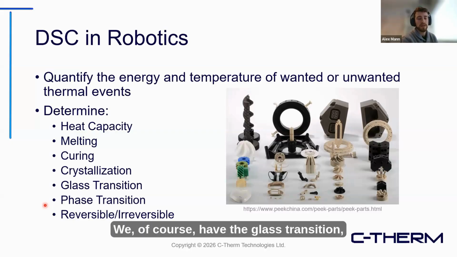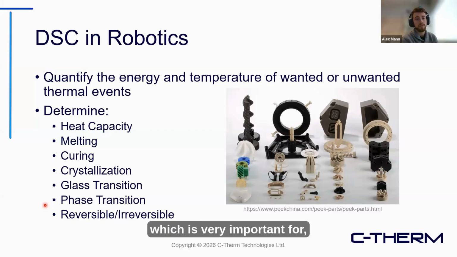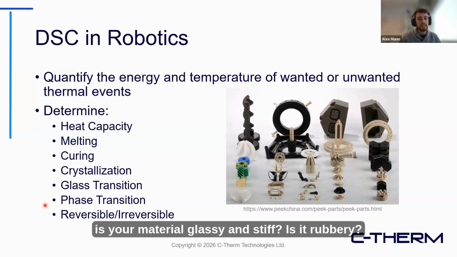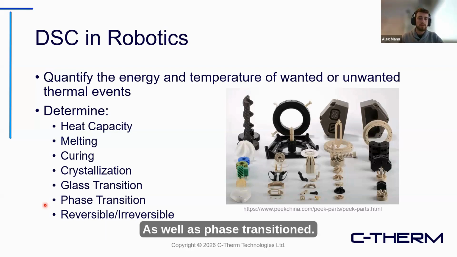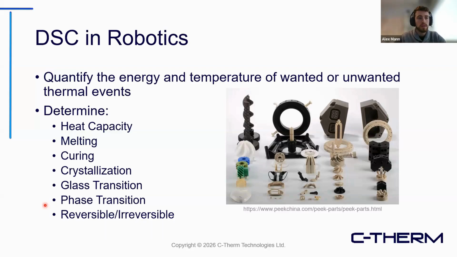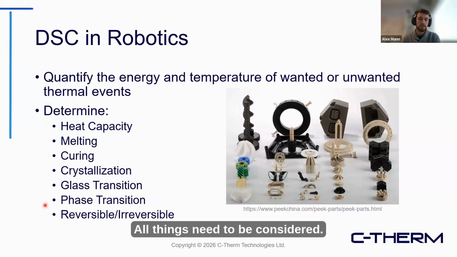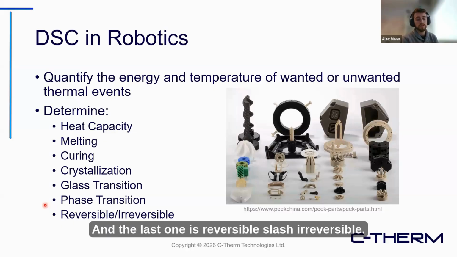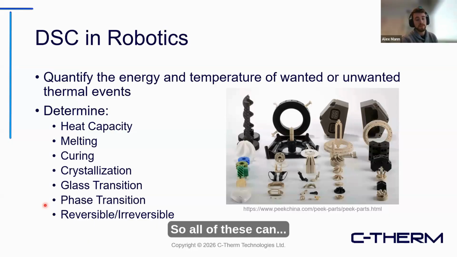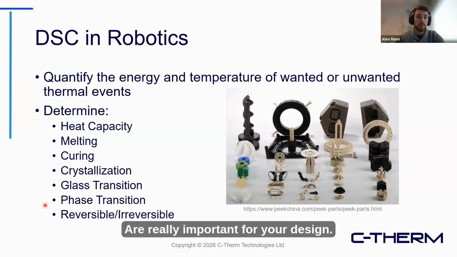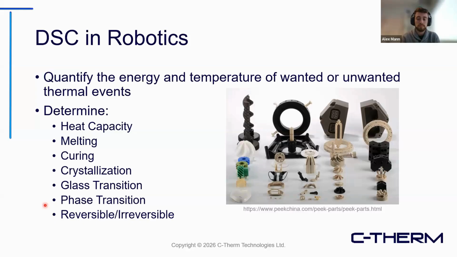We, of course, have the glass transition, which is very important: is your material glassy and stiff? Is it rubbery? As well as phase transition. Is it body-centered cubic or face-centered cubic? And how does that affect the properties? What temperature does this transition happen at? All things need to be considered. And the last one is reversible/irreversible. So all of these are really important for your design. You need to know when these happen, if they happen, and stuff like that.